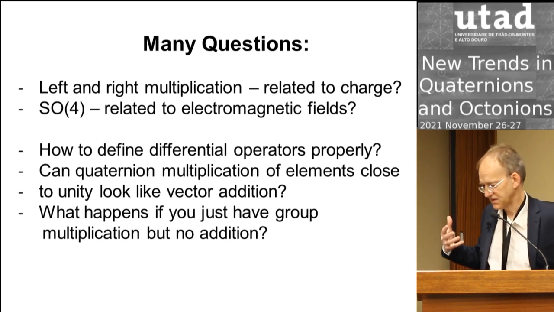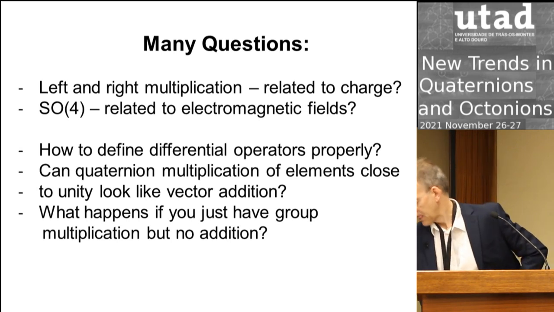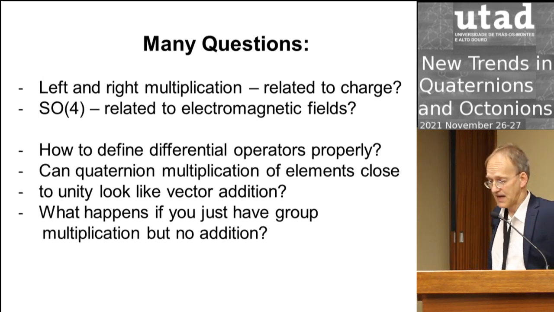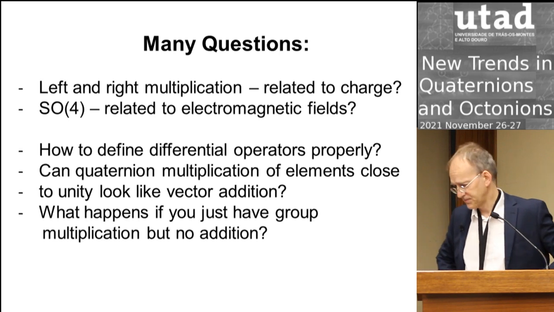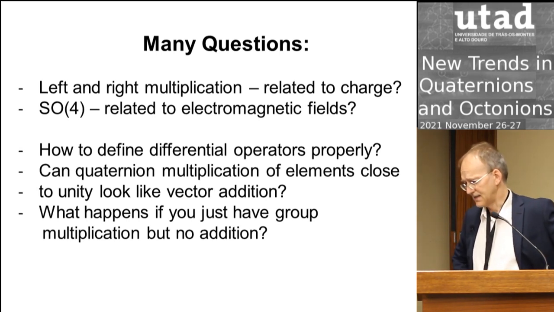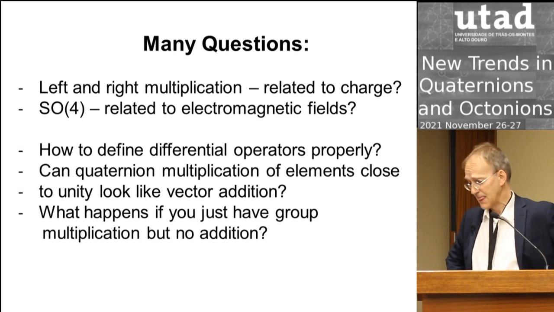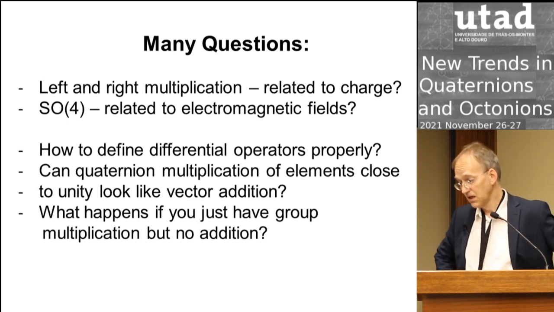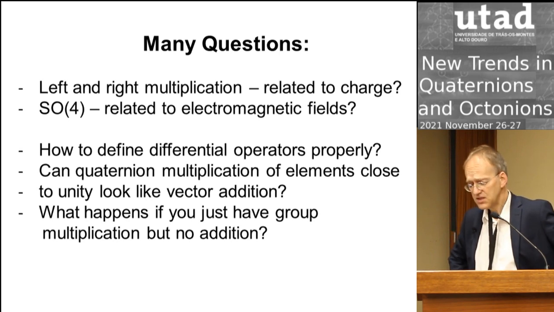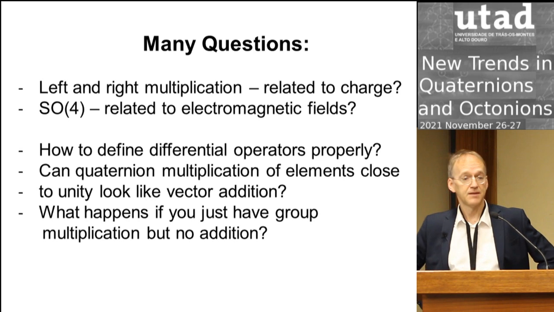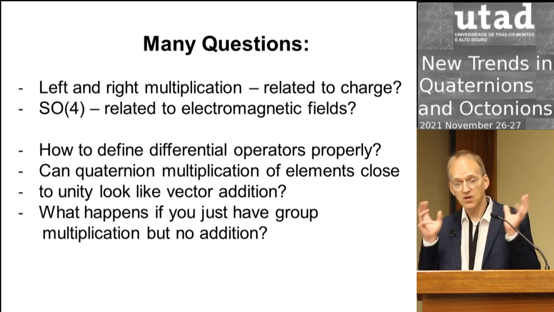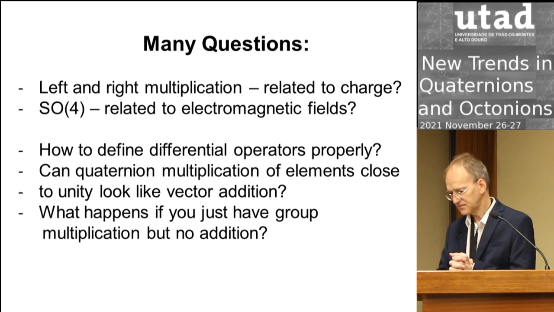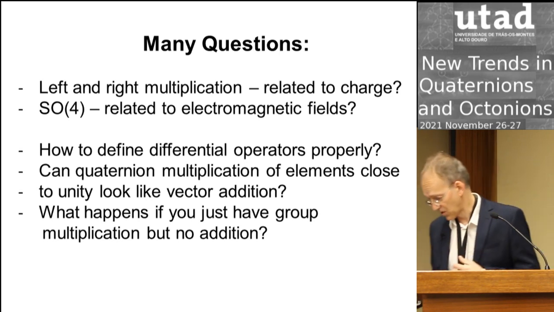How do you phrase Maxwell's equations properly, and how do you describe derivatives? And as I said, if you have the hypothesis of left and right multiplication related to charge, and SO(4) related to the electromagnetic fields, how can you define differential operators properly? Can quaternion multiplication of elements close to unity look like vector addition? And in general, what happens if you just have a group multiplication and no addition any longer? I'm talking about unit quaternions, of course. And all these are unsolved mathematical problems.